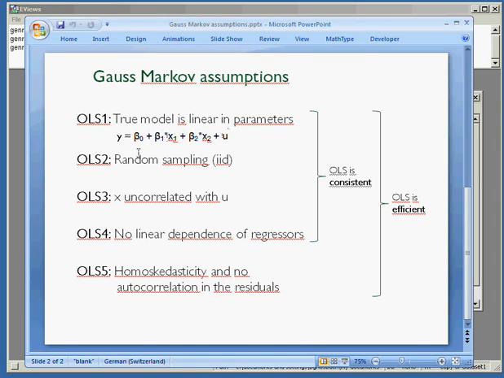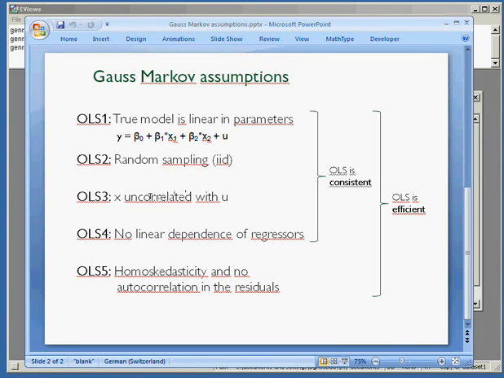Second assumption is random sampling. That means the data sets have to be IID, that is identically and independently distributed. That is the case in our estimation as well. We have a selection of randomly selected countries, so to say.